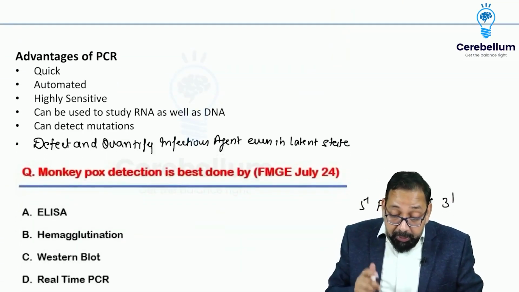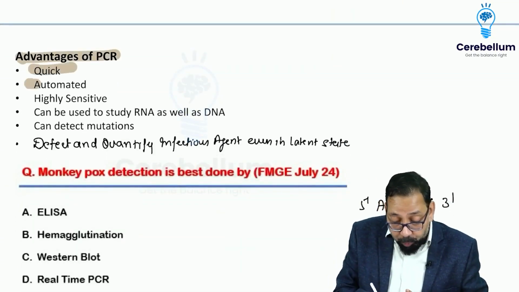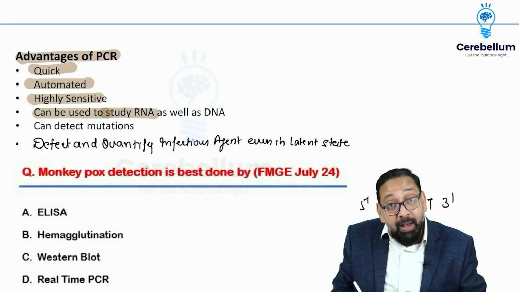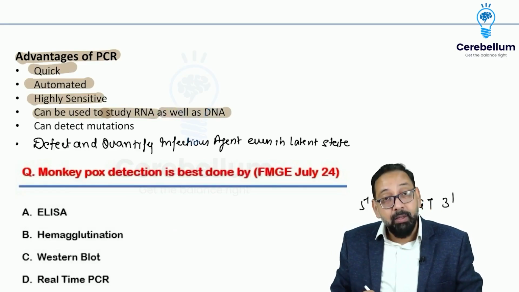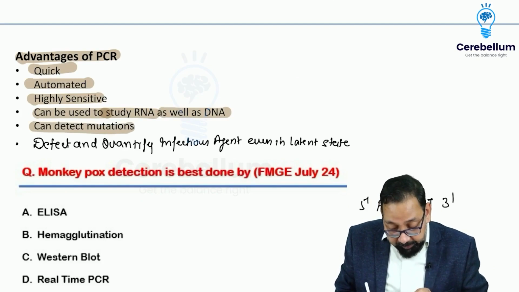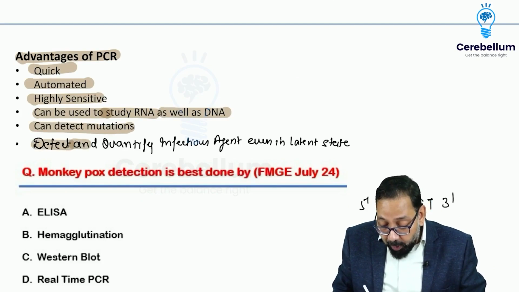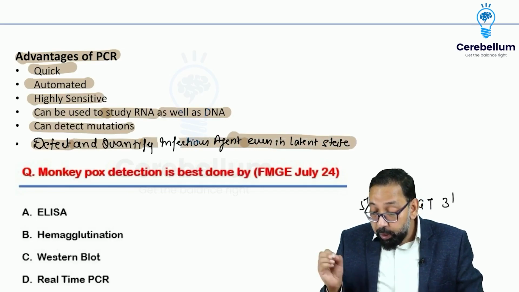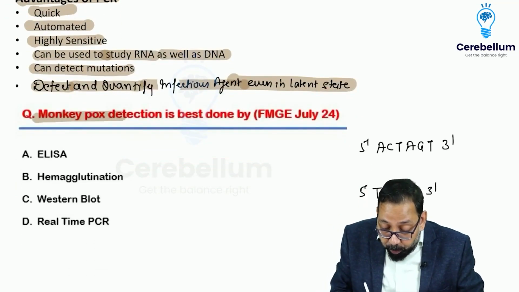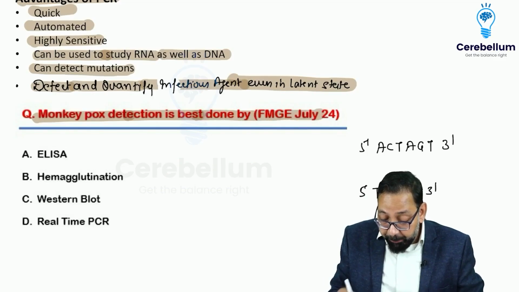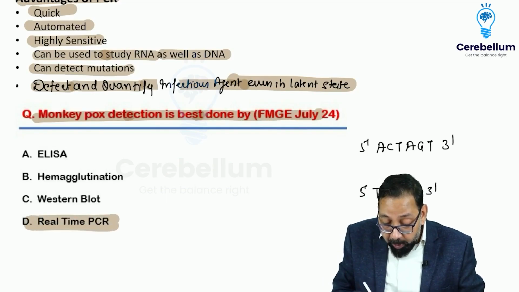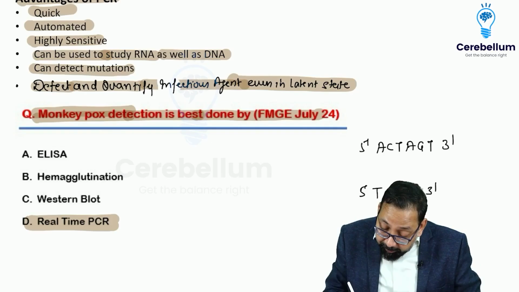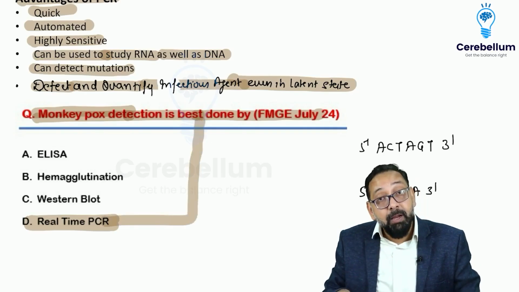Next is the advantage of PCR. It is quick, automated, highly sensitive, and can be used to study RNA as well as DNA. PCR can detect mutations. It can detect and quantify infectious agents even in latent state. A question has been asked: monkeypox detection is best done by real-time PCR. You know, monkeypox virus is a double-stranded DNA virus, and detection is best done by real-time PCR.